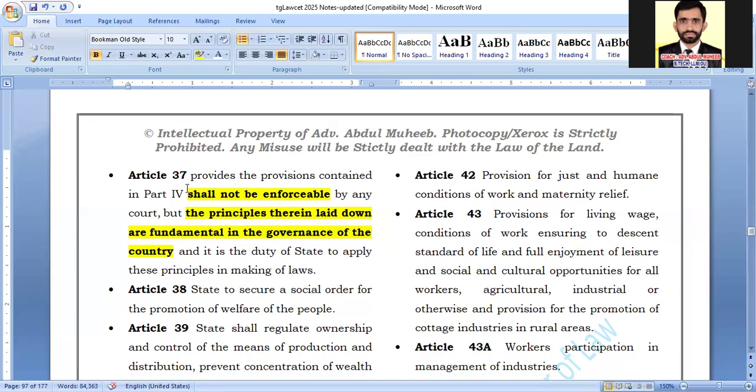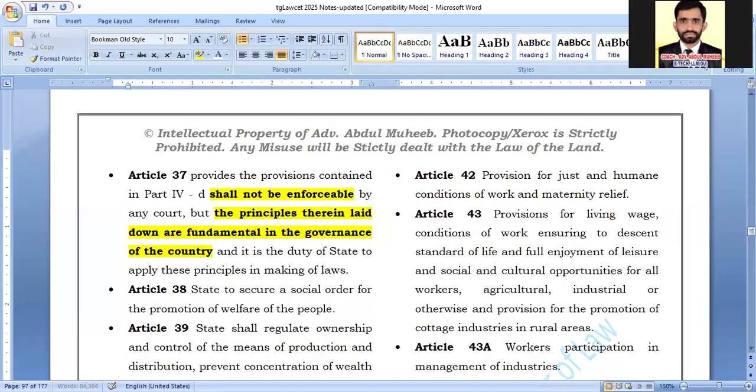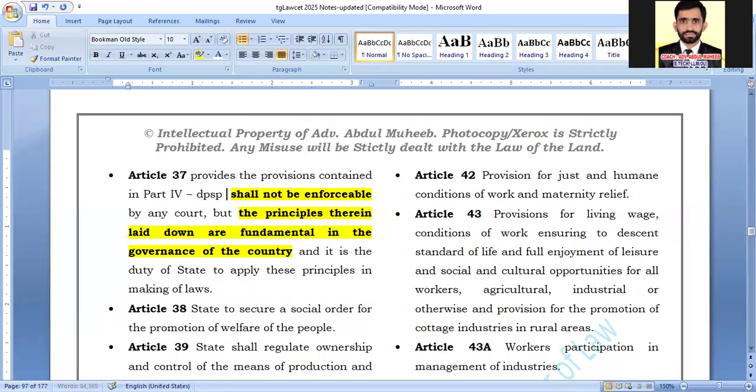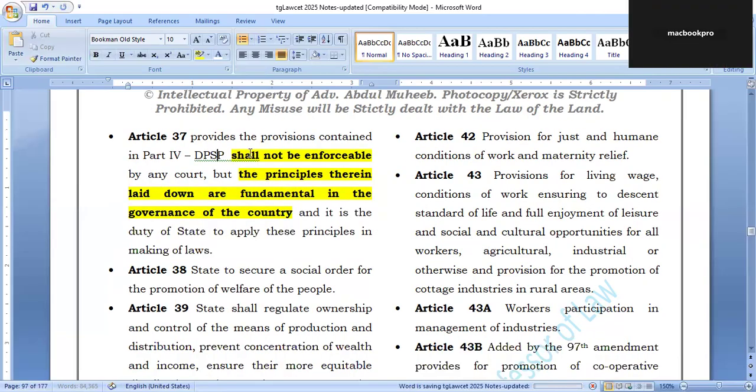So Part 4 is the DPSP. What is fundamental in the governance of a country? Directive Principles of State Policy. And they are not enforceable. DPSPs shall not be enforceable.